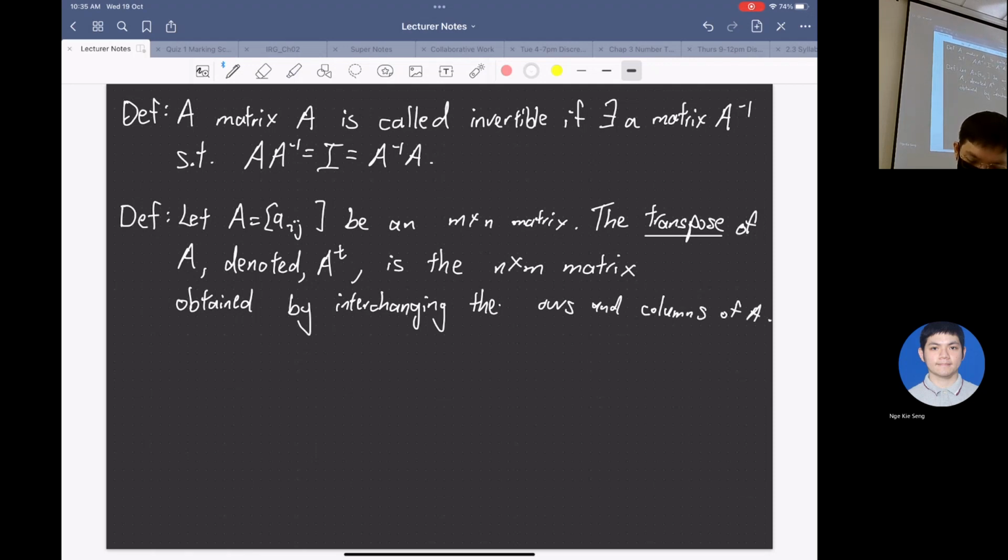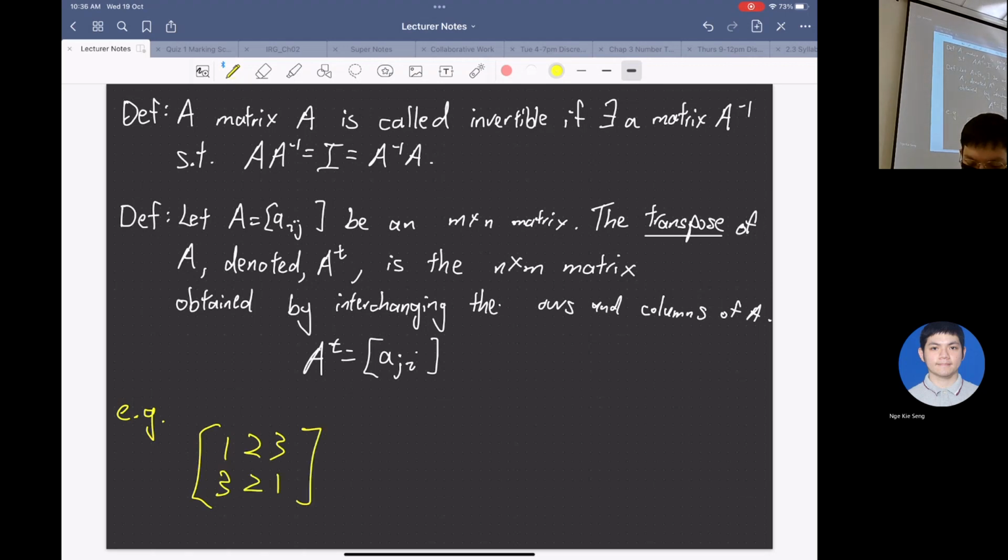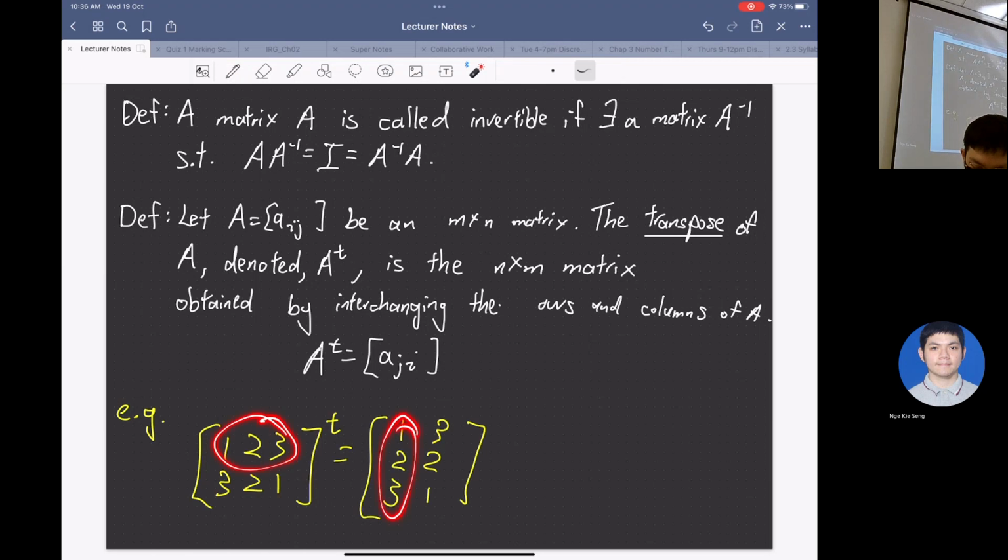So A transpose is just a_ji. I think if I give you an example, you should get it. For example, 1, 2, 3 and 3, 2, 1. You transpose it, you get 1, 3, 2, 2, 3, 1. So you make the row become a column.